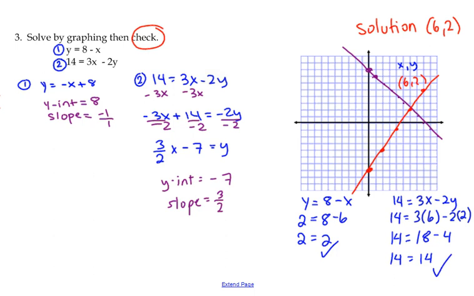How was that? Good. Do you think we need to do the next graph? No. Okay, so let's go to the last question.